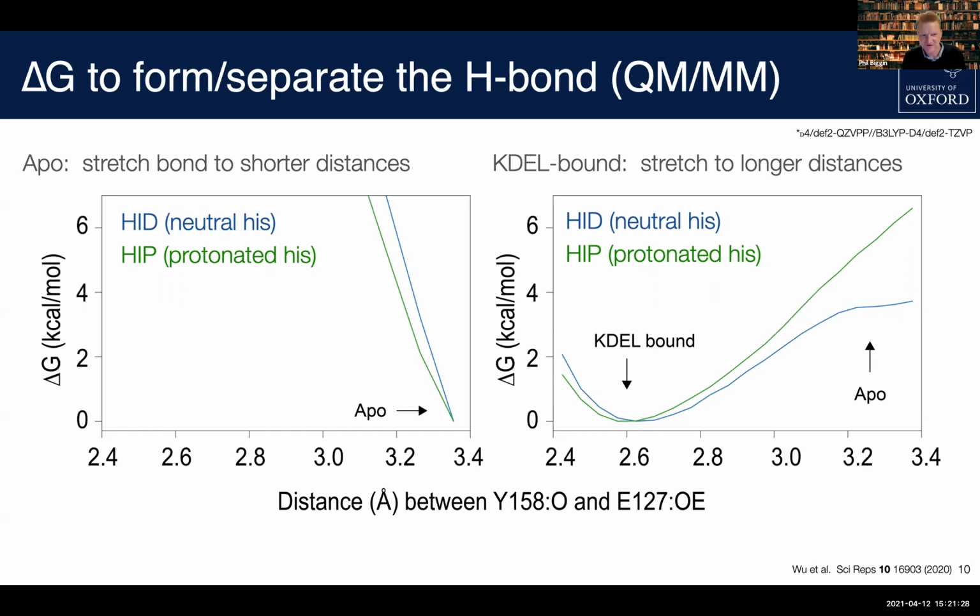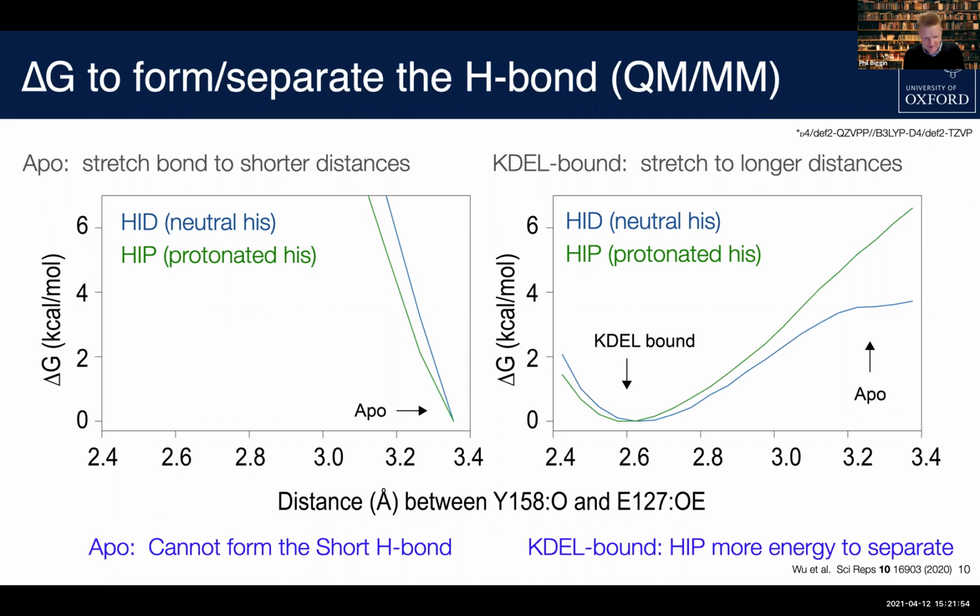Hopefully I've convinced you that, from the QM point of view at least, we can argue that this really is a low barrier hydrogen bond. The key thing about low barrier hydrogen bonds is that they usually are a lot stronger than normal hydrogen bonds. So that might be relevant for stabilization of the KDEL peptide being bound. I'll come back to that towards the end.